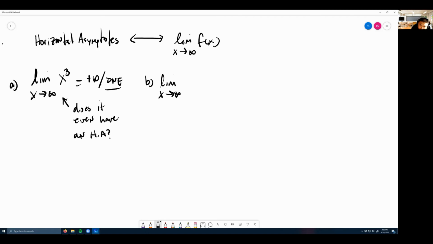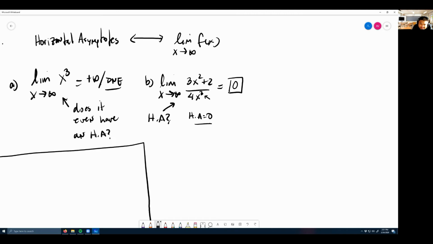The limit as x approaches infinity of 3x squared plus 2 over 4x to the third. And I ask myself a question. Does this even have an HA? We go back and look at our notes from long ago, but I'm going to write it down again. We notice that the degree on the bottom is bigger. So it does have a horizontal asymptote. In fact, the HA here is 0. Hence, my answer is 0. So let's break that down again.